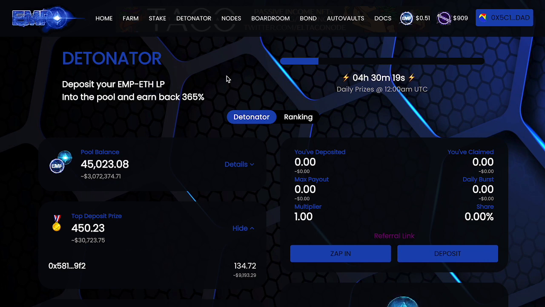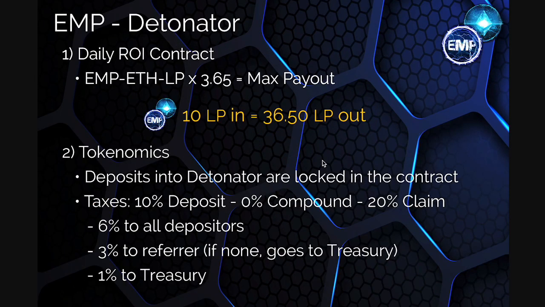But this is a longer term strategy, and you need to make sure that you understand that. Okay, let's move on and talk a little bit about the tokenomics of the detonator really quickly.